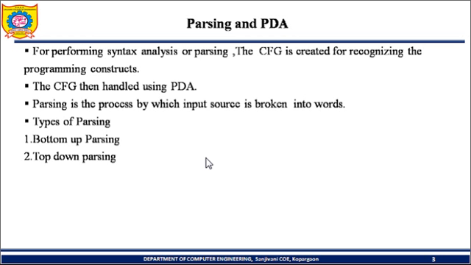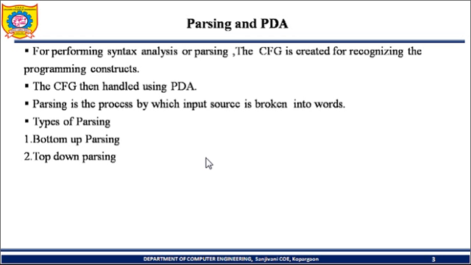Parsing is the process by which the input source is broken into words or tokens. Parsing is a technique with the help of which we can divide the input source into a number of words. There are two types of parsing: one is bottom up parsing and the second one is top down parsing. In case of top down parser, it starts from the top with the start symbol and derives a string using the parse tree.